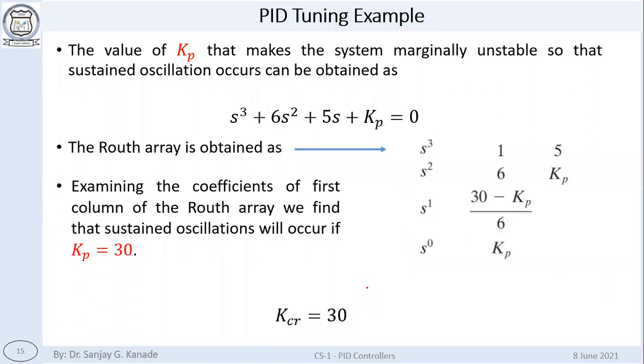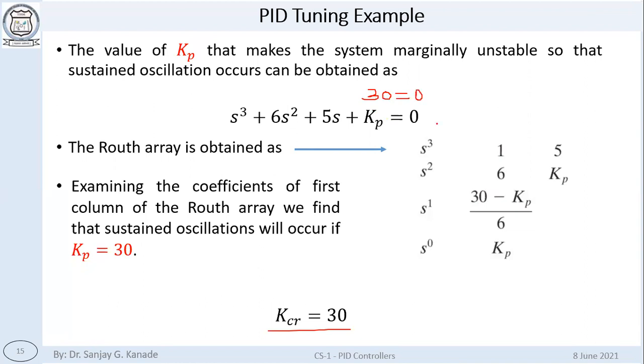So from the Routh-Hurwitz criterion, we find out that the critical value of the gain KCR is equal to 30. But this is not the end of our problem. We need KCR as well as PCR. What is PCR? PCR is the period of sustained oscillations. When gain is equal to 30, in this equation you can substitute 30.